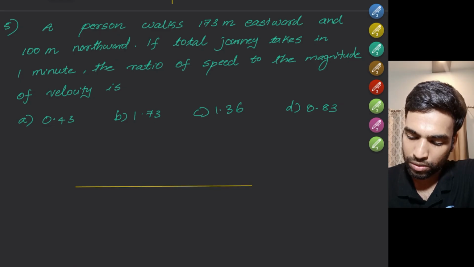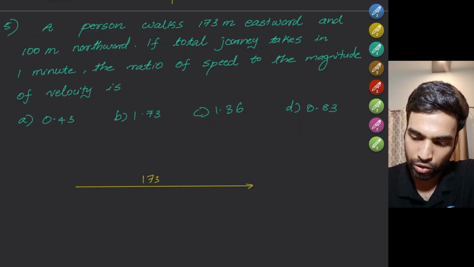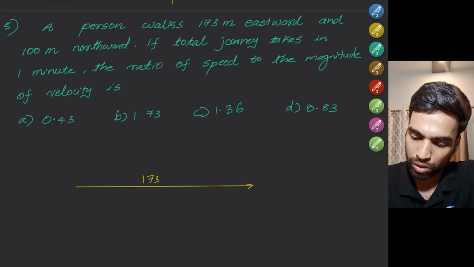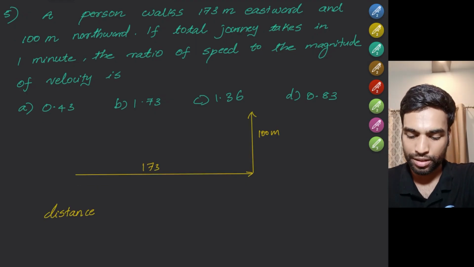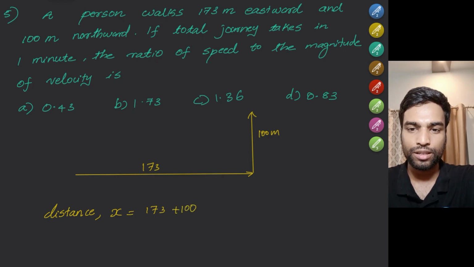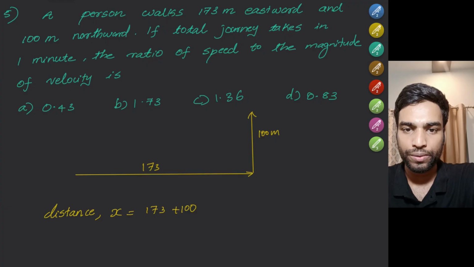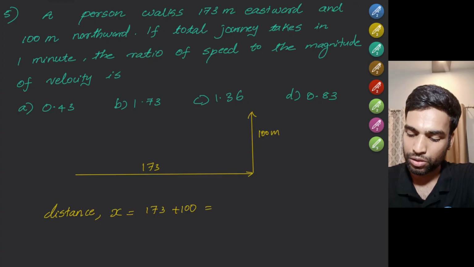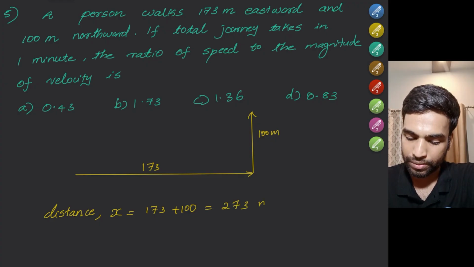First he walks forward 173 meter eastward, then 100 meter northward. We can write distance x is equal to 173 plus 100, because distance is the total length of the path covered, right? And we don't have to consider the direction because distance is a scalar. So the answer is 273 meter.